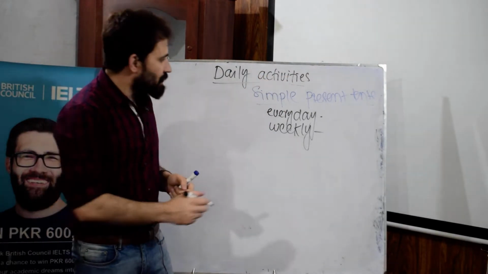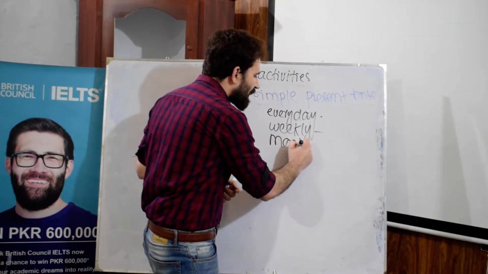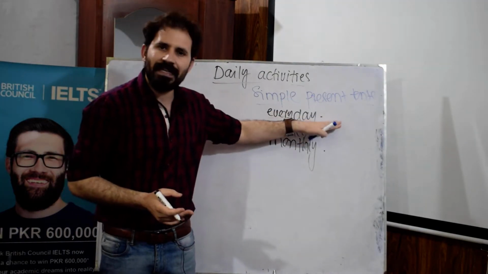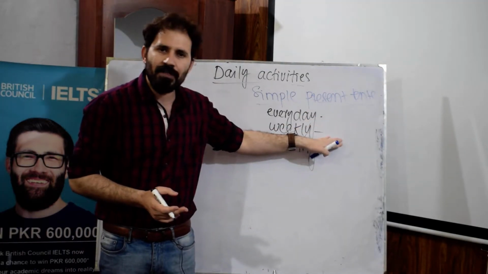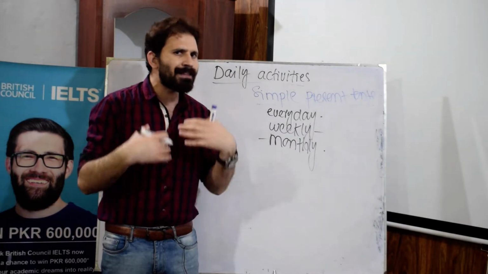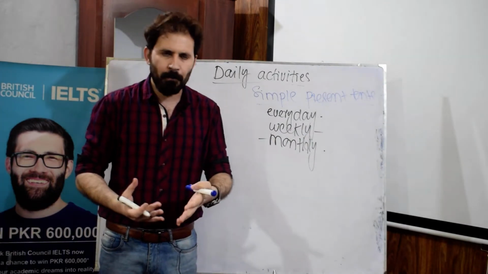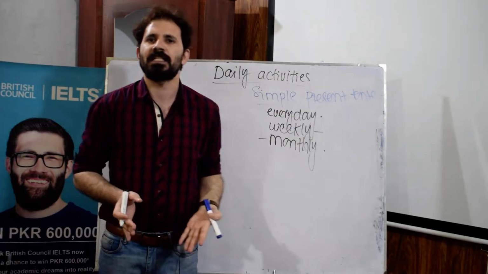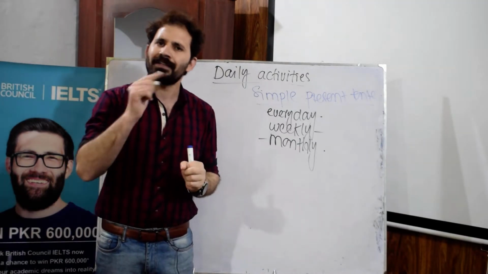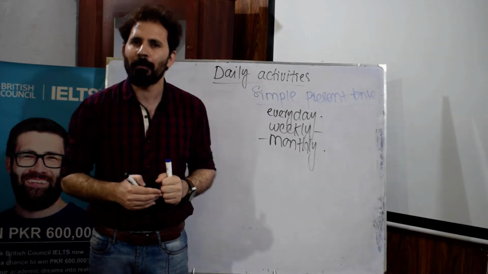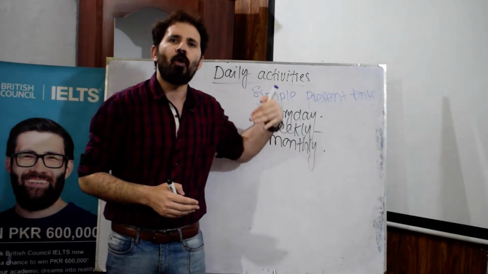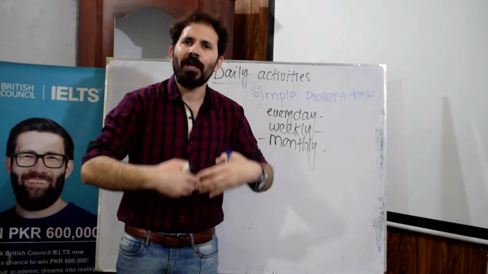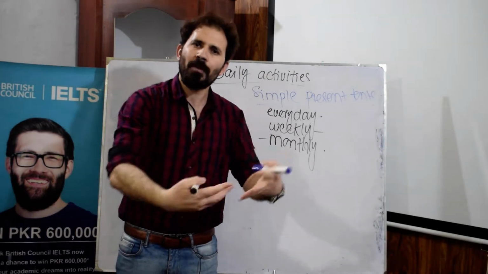Now, those activities that repeat themselves on a monthly basis. For example, you don't have time to do something on a daily basis, on an everyday basis, or weekly basis. You perform some of the activities on a monthly basis. How? Let's take an example. You live in a hostel in Peshawar and your home is somewhere else in another city, for example. You cannot go home on a daily basis, or on a weekly basis, but you go home once a month. So how would you say in English, I go home every month, for example. I go home every month.